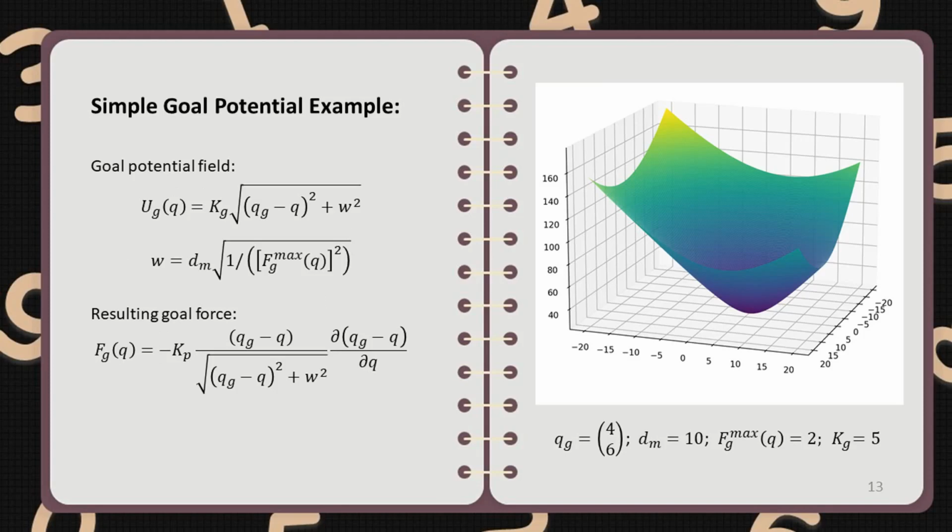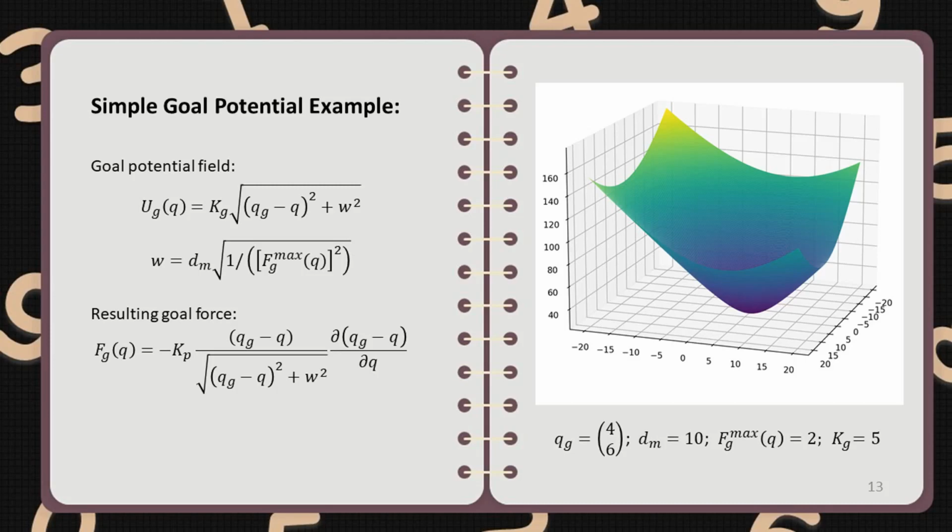Here is an example equation for a goal potential. This potential has linear behavior far away and becomes quadratic close to the goal. The gradient of the potential field gets smaller the closer you are to the goal at the coordinates 4, 6. If we, for example, map the steepness of the field, or in other words, the magnitude of the force, to the robot's velocity, this will lead to a smooth approach because we will decelerate close before reaching the goal.